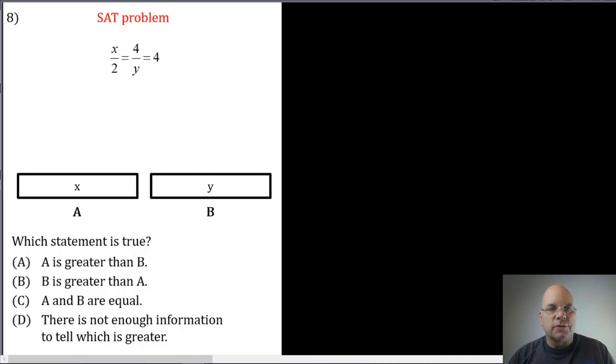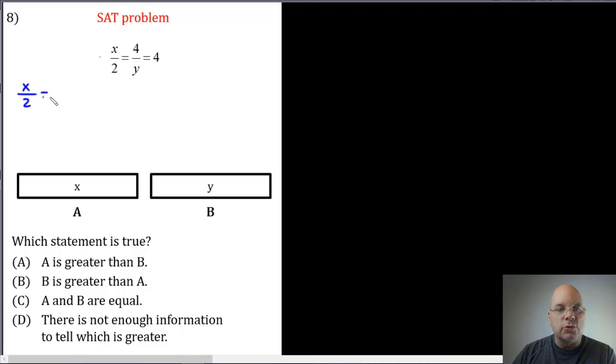Okay, page 3 starts with problem 8. This is pulled from SAT test preparation materials. We have this equation: x over 2 is equal to 4 over y is equal to 4. So we could write several equations from this. This is just showing you several different equalities.